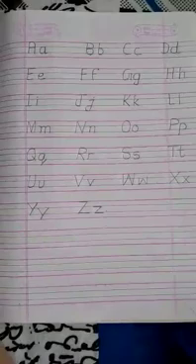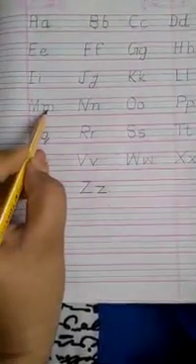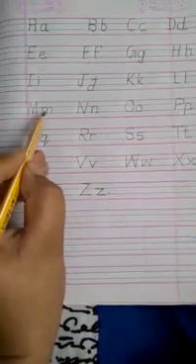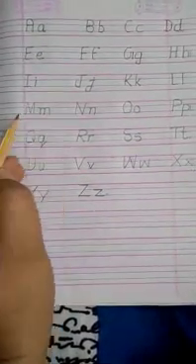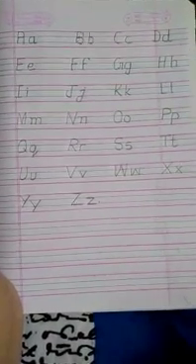Now next, capital M and a small m. And the sound of M is M. And M for monkey. M for monkey.